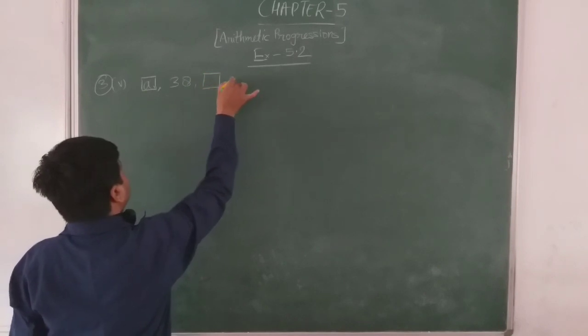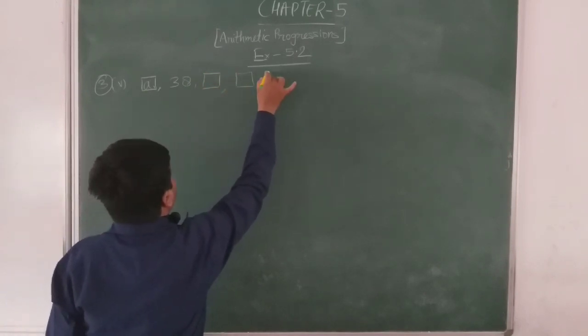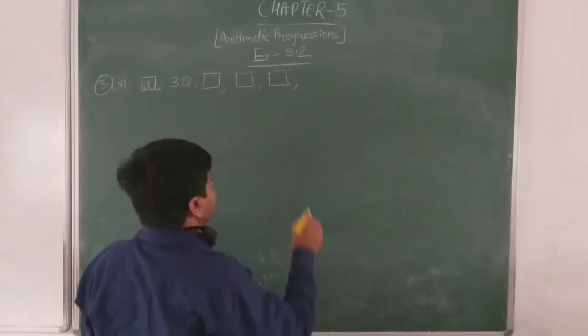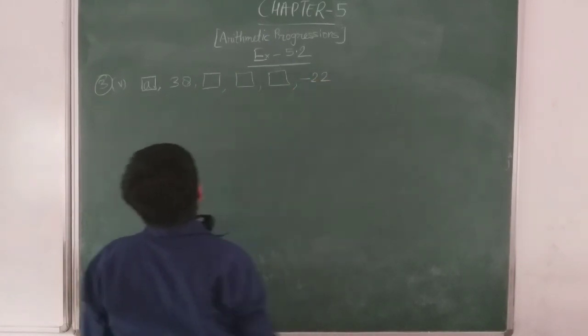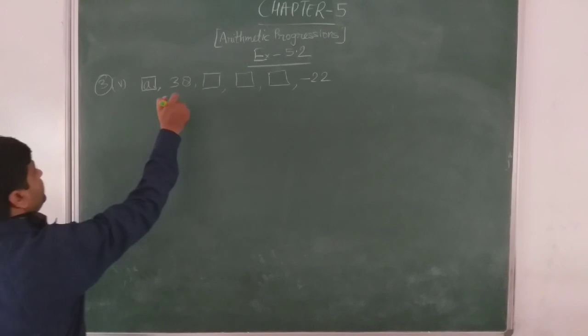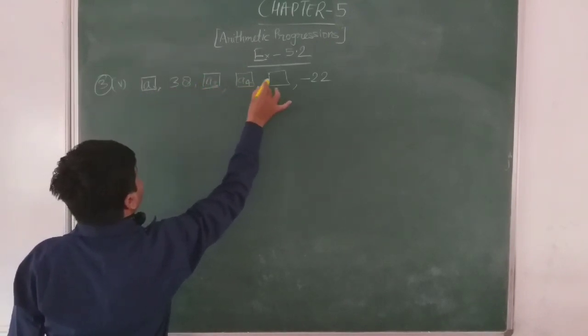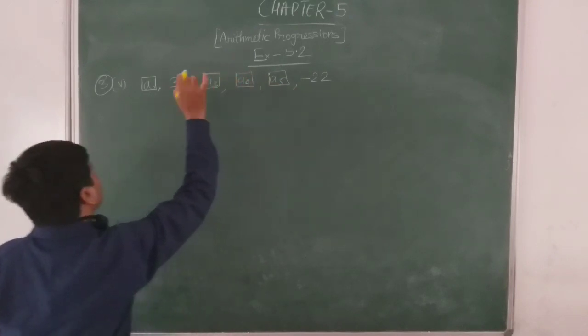Third term we have to find. Fourth term also we have to find. Fifth term also we have to find. And sixth term is given -22. Now A1, A2, A3 we have to find, A4 we have to find, A5 we have to find, A6 and A2 given hain.